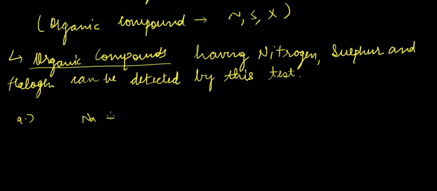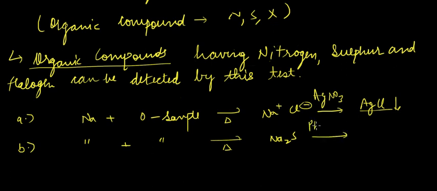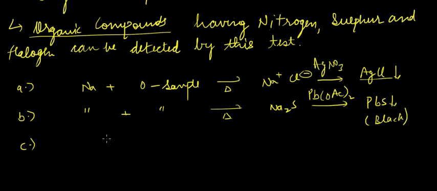Let's say we have a nitrogen-containing organic sample. If we heat it with sodium and get Na plus Cl minus, then if we treat it with AgNO3 and it precipitates, chlorine is confirmed. Again, sodium plus the same sample, heat it, and if we get Na2S, which can be detected by lead acetate, if a black colour precipitate forms, then sulfur is confirmed. Again, if we have sodium plus organic sample, if we heat it and get Na plus CN minus, then nitrogen is confirmed.